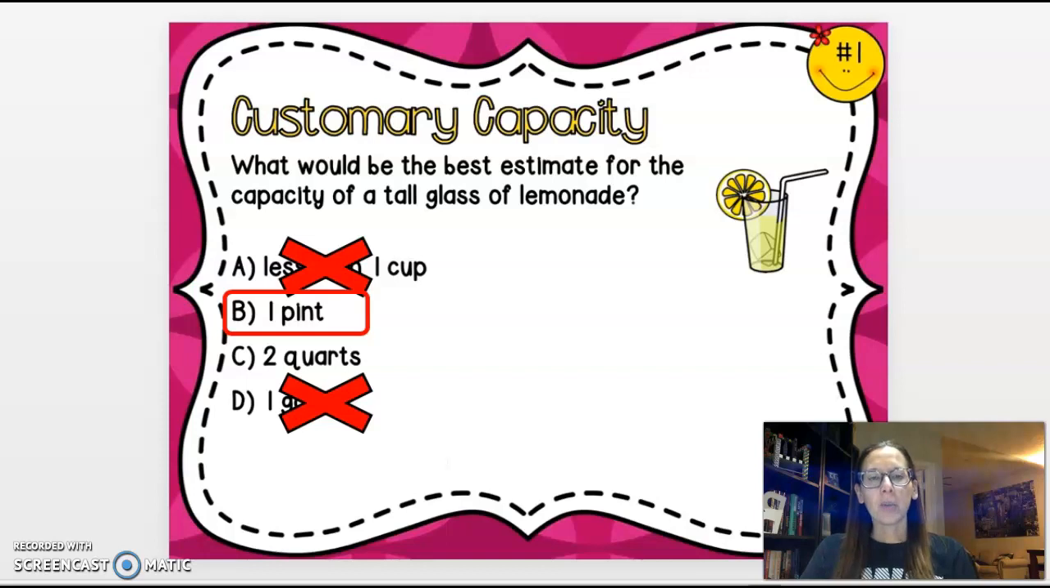Okay, so what would be the best estimate for the capacity of a tall glass of lemonade? So you can see that I've already crossed things out for us. Okay, less than 1 cup, definitely not. 2 quarts, which is going to be the size of the juice containers, definitely not, that's too much. And 1 gallon is definitely too much, so 1 pint is going to be correct.